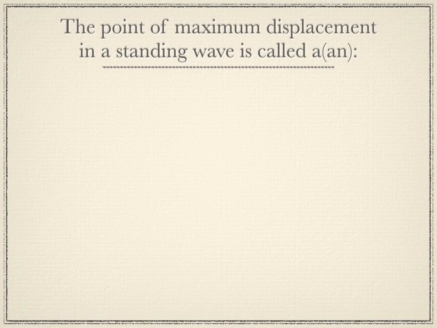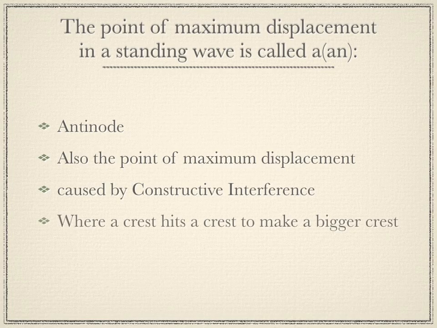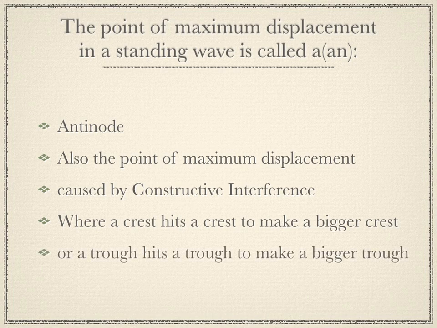However, if we have the point of maximum displacement in a standing wave, we call that an antinode. The antinodes were the points of maximum displacement. This was caused by constructive interference, where a crest hit a crest to make a bigger crest, or a trough hit a trough to make a bigger trough. That was constructive interference. That happens in antinodes.